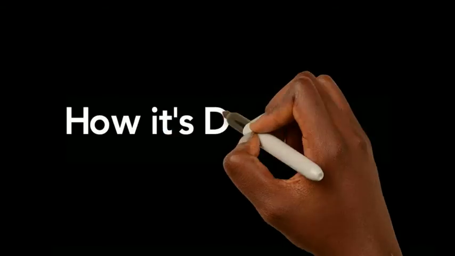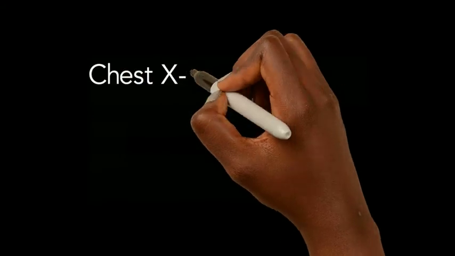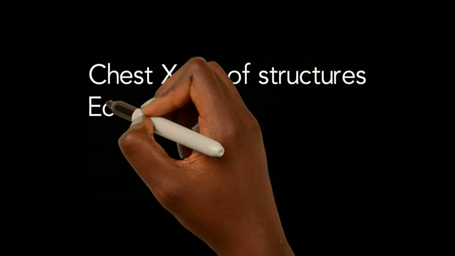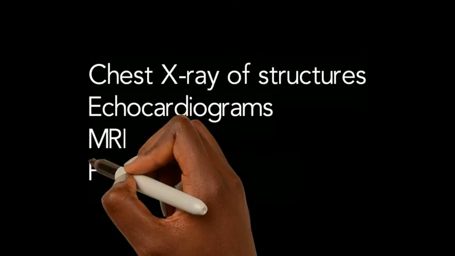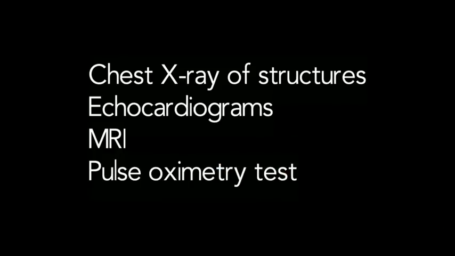Okay, so next we're going to talk about how it's diagnosed. Generally, we can use chest x-rays to look at the structures of the heart. We can also use echocardiograms, MRIs, and pulse oximetry tests. But usually once a child's born, we can use that cyanosis to look at the skin and tell if they're blue and if they have a heart defect right away.